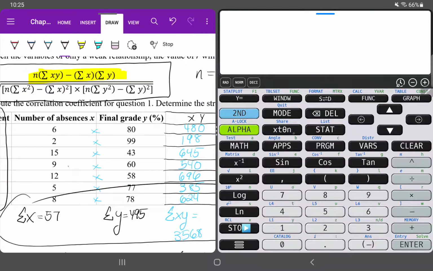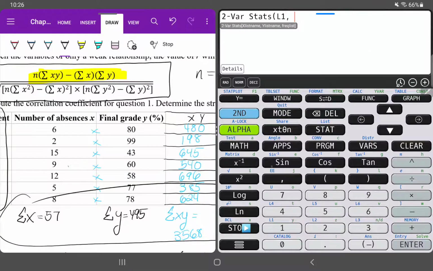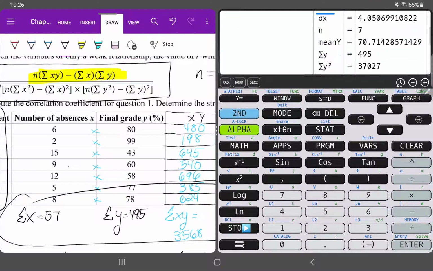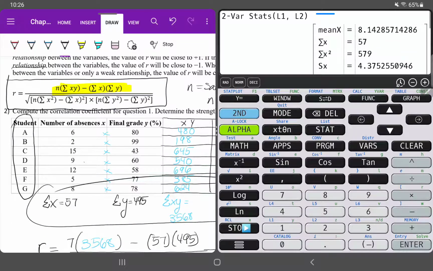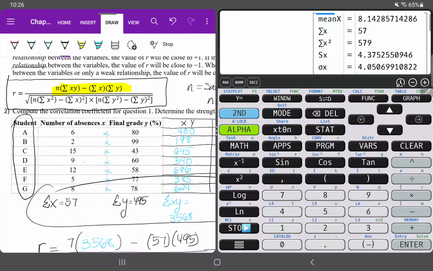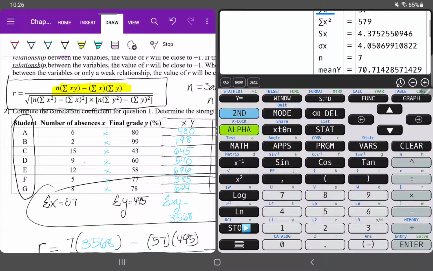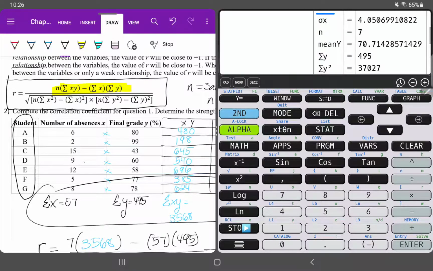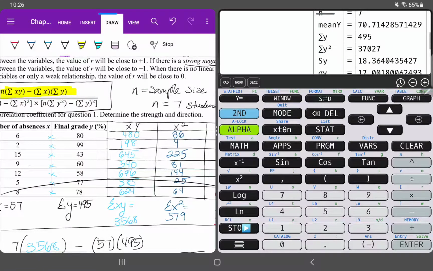Clear this. So that's going to be stats, 2 variable statistics. Once again, although it displays it right here, you should put L1, comma, L2. Hit enter. And then see for your regression equation, you have everything that you need. Look here, the sum of X, 57. The sum of the square for X, 579. N is 7. We need N for the equation. The sum of Y, 495. The sum of the square for Y, that is going to be right here.